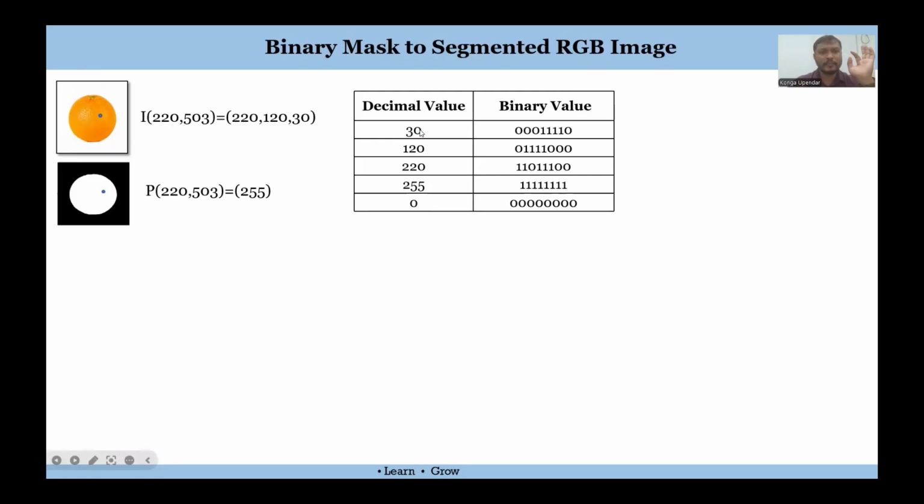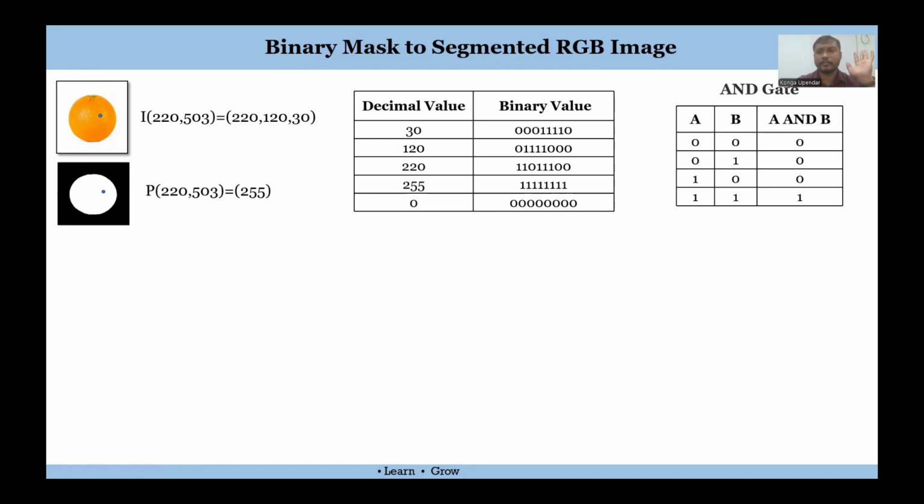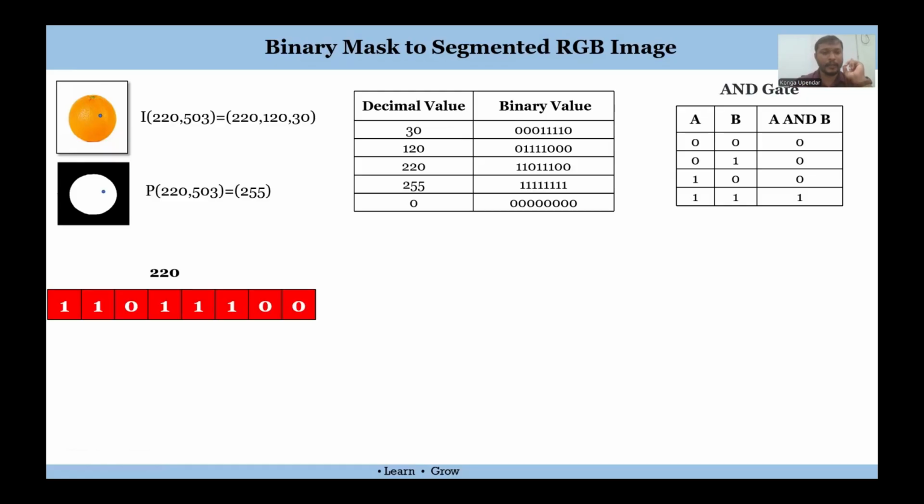For 30, the binary value is this one. For 120, the binary value is this one. Like this, we get all the binary values. Now we can look at the truth table for the AND gate: 0 and 0 is 0, 0 and 1 is 0, 1 and 0 is 0, 1 and 1 is 1. Only when both inputs are high will the output be 1. Please understand this, the AND gate.